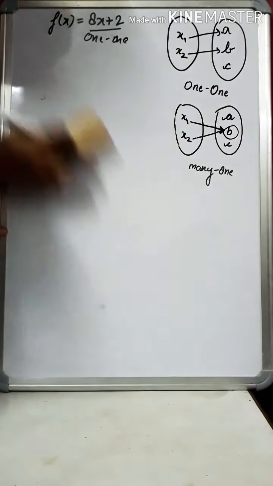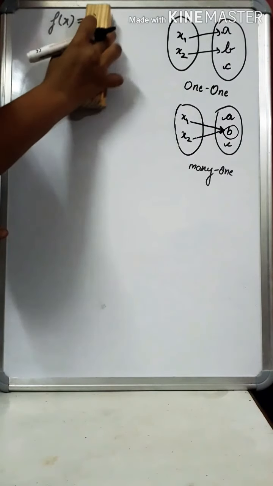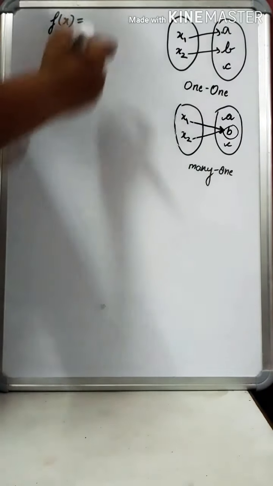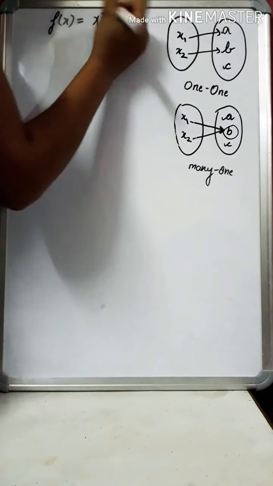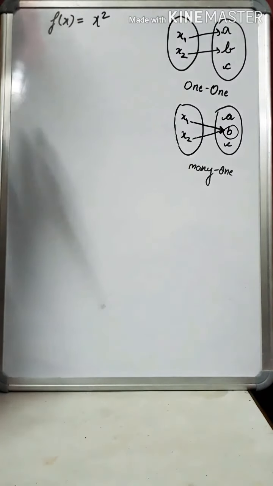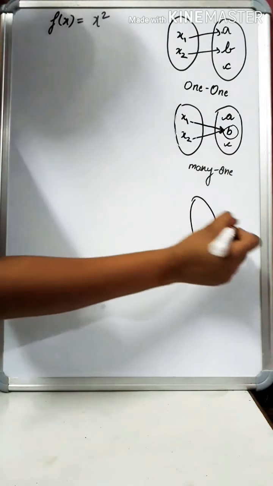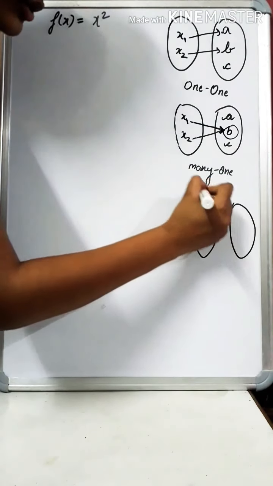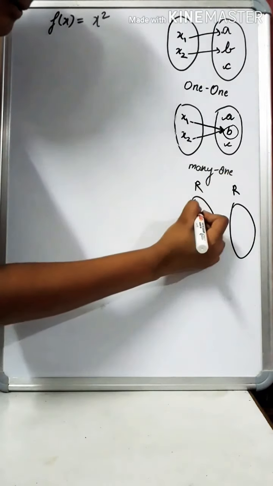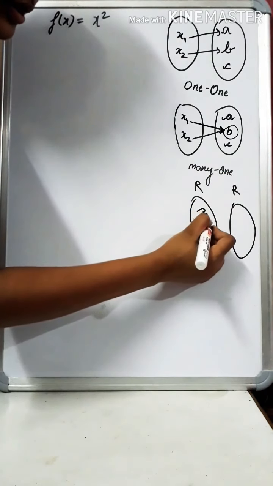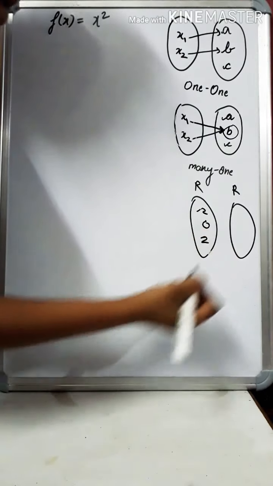Let me take x square. This is a tricky one here. See, for x square it's very simple to prove that it is not 1 1. How? Suppose it is a mapping from real number to real number, and you take -2 here, because -2 is also a real number, and 2 also, right?